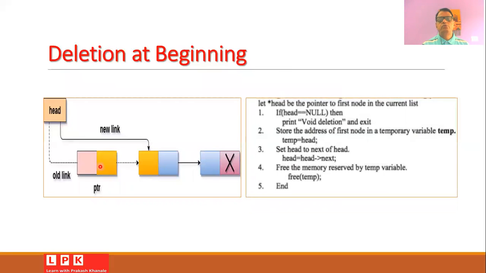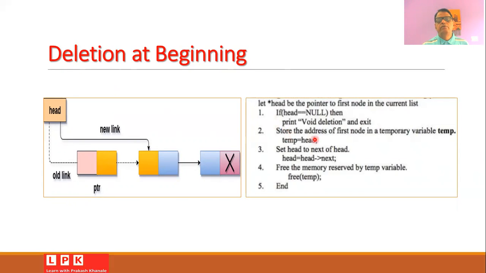Now, this can be achieved by some simple steps as shown in this window. Suppose we have a head which points to the first node in the current list. Initially we will check whether head is equal to null. If head is equal to null, then the linked list is empty, and therefore we need not perform the deletion operation and we will simply exit the algorithm.